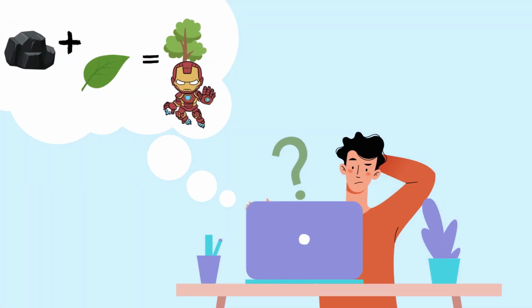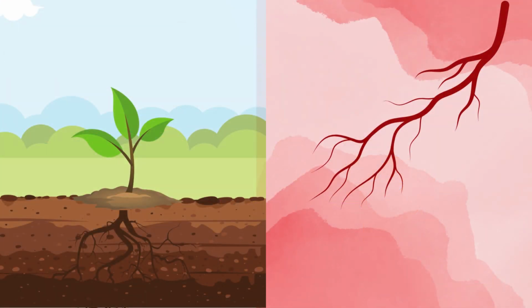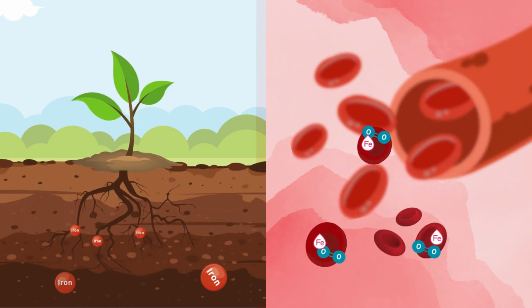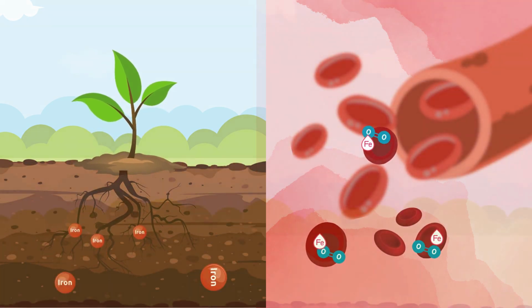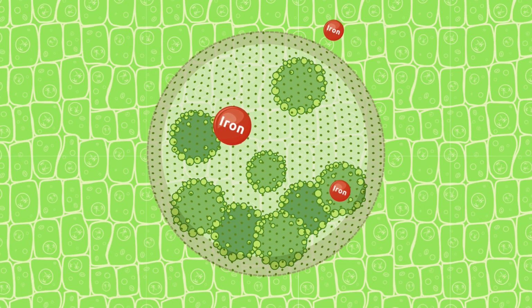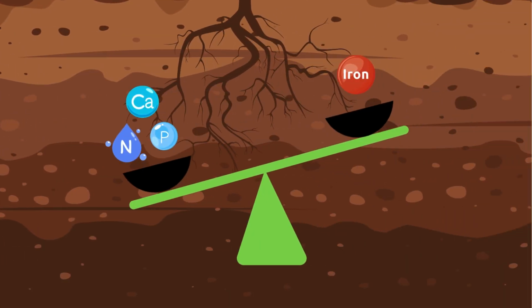What are the roles of iron in plants? Iron in plants acts much like how it does in the human bloodstream. It assists with transporting oxygen through a plant's circulatory system. Iron plays an important role in the formation of chlorophyll, which is key for photosynthesis and gives plants their green color. Iron is classified as a micronutrient, meaning plants need lesser amounts compared to macronutrients.